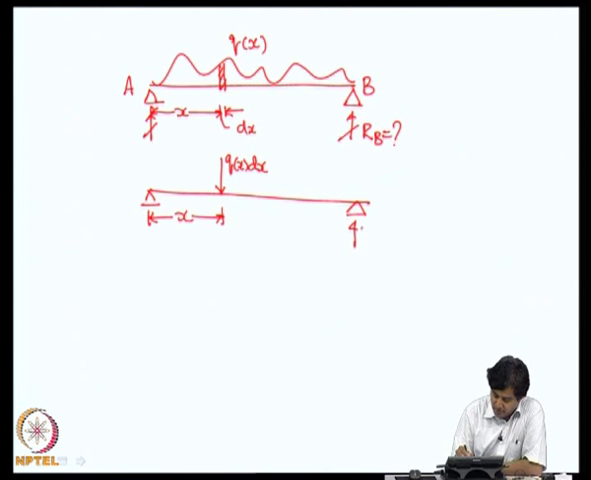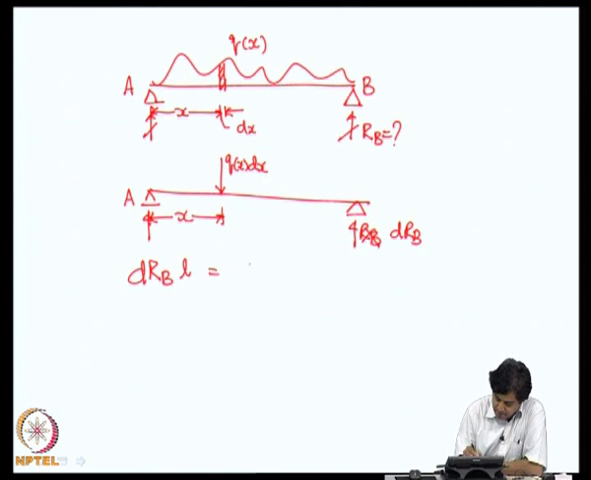So, if I want to find the reaction now, I will take moments about point A, and this reaction is actually an incremental reaction. This is not the reaction RB. So, the moment of this reaction about this end, suppose L is the span, will be x into q of x dx. This is the contribution to the reaction at B due to this strip of loading. Now, if you consider another strip, there will be another contribution, and the total contribution will be the sum of all this. So, we get RB is equal to 1 by L integral 0 to L x q of x dx.